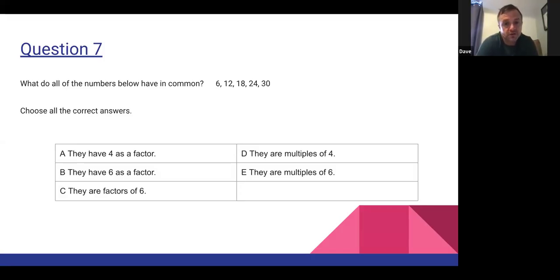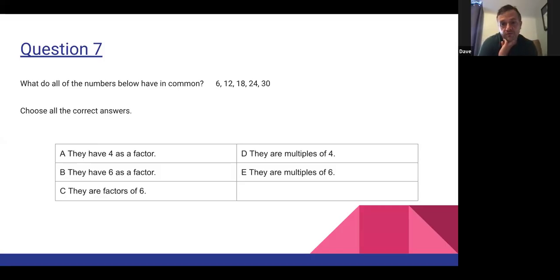Okay, now this one gets tricky. Are they factors of 6? No, because they don't divide into 6 evenly. 6 is the factor, but they're not factors of 6. 6 is their factor. That gets a little tricky. So are they multiples of 4? This goes the other way, where you multiply it, and you should be able to times it to get that exact answer.